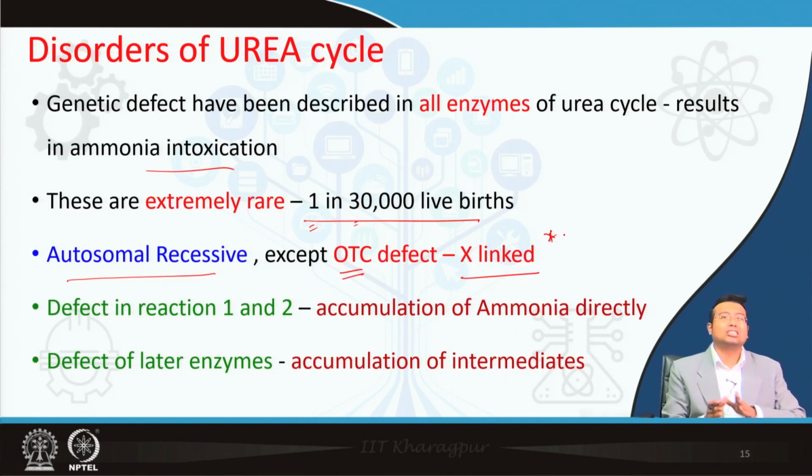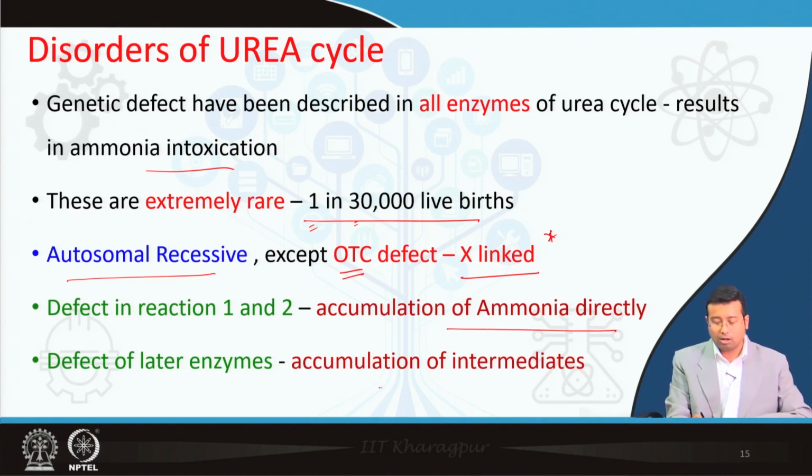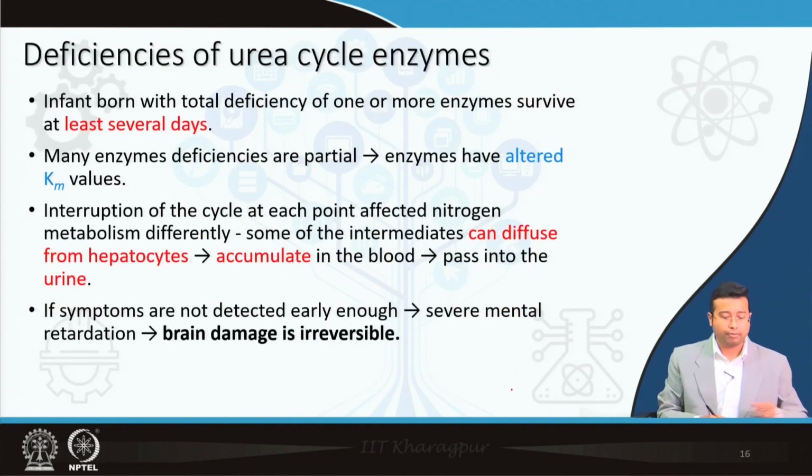Now, reactions 1 and 2. What are reactions 1 and 2? The first reactions, carbamyl phosphate synthetase 1 and ornithine transcarbamylase. The deficiency of these two enzymes is much more serious because they lead to direct accumulation of ammonia, and they are much more problematic, whereas the later enzymes lead to accumulation of intermediates, which are less toxic compared to direct accumulation of ammonia.